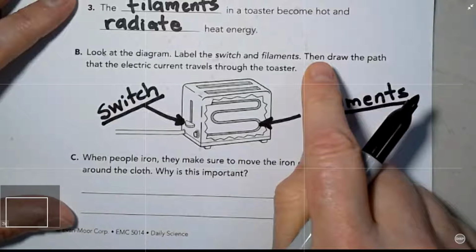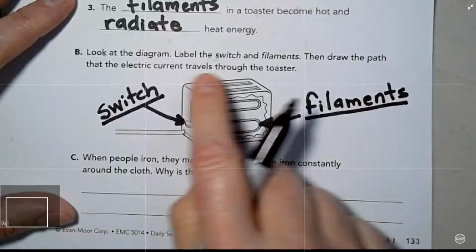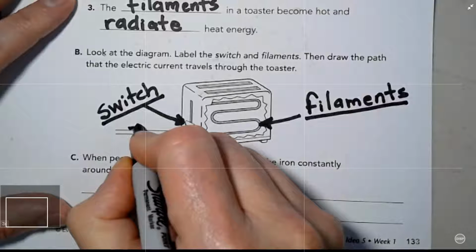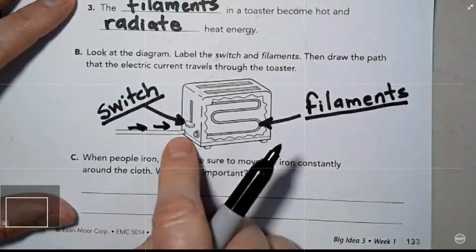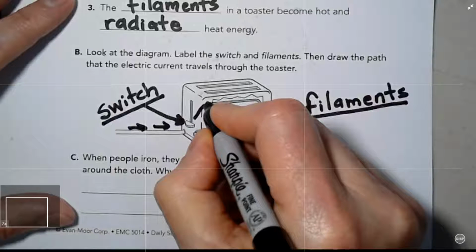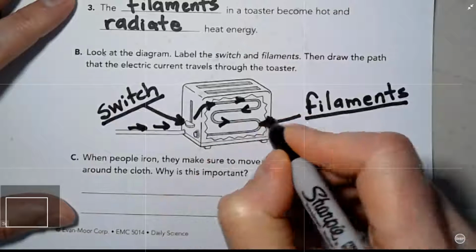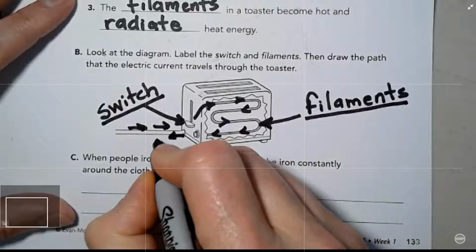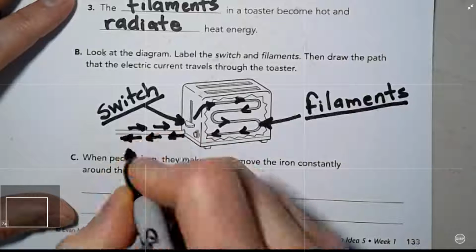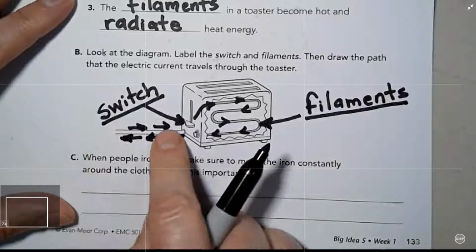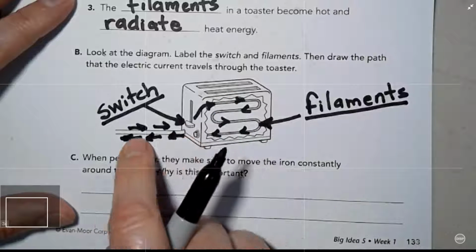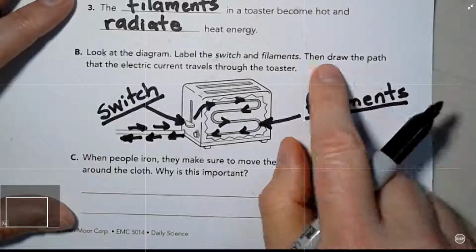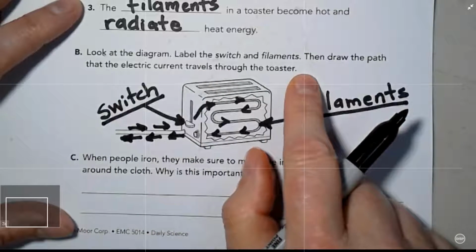Then, okay, so we're not done yet. Then draw the path that the electric current travels through the toaster. Okay, so what happens is the electric current is going in through the power cord. It goes up and continues to run through the filaments, heating up as it goes, and eventually it will go out. Okay, because these wires in the electric cord, there's not just one of them, but there are two wires, one allowing the electric current to come in, run through the toaster, and the other returning it to the switch. Okay, so now we have completed the second part. Draw the path of the electric current that travels through the toaster.